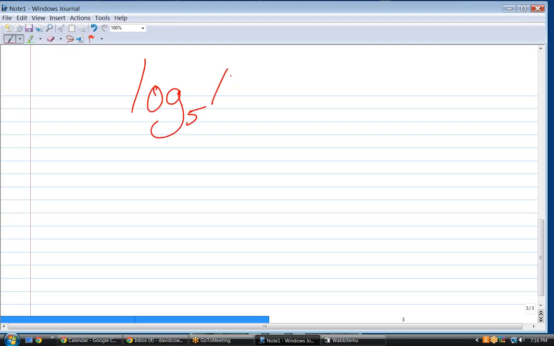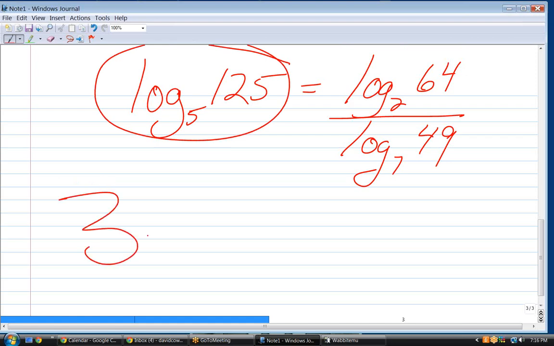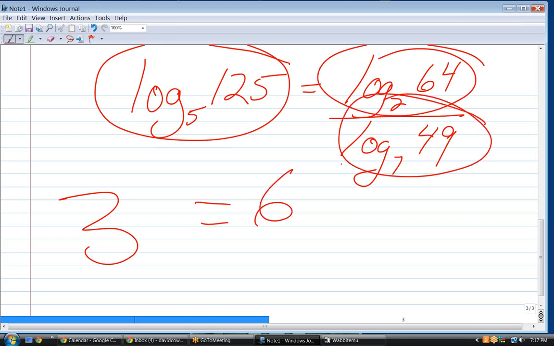Log base 5 of 125 equals log base 2 of 64, divided by log base 7 of 49. Okay, the easiest way to solve this is let's put numbers on all of it. What number is that equal to? 3. What number is that equal to? 6. And what number is that equal to? 2. True statement.